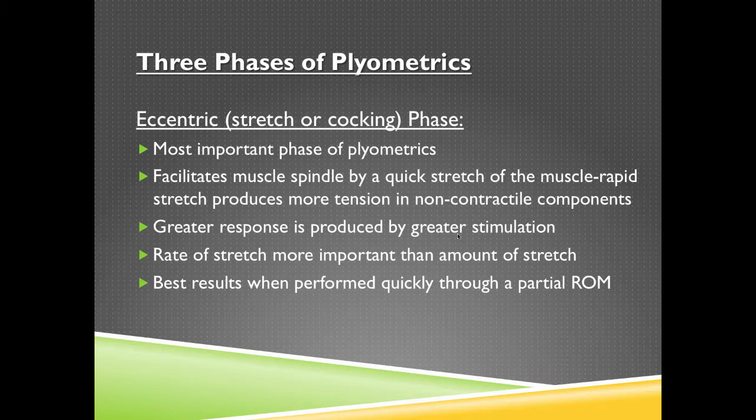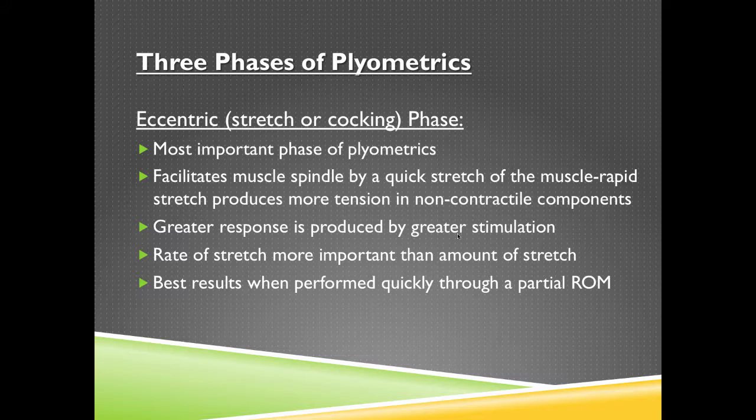We have three phases of plyometrics. Our first phase is the eccentric phase. It's also commonly known as the stretching or cocking phase. It's the most important phase of plyometrics. During this phase, the muscle spindle is facilitated by a quick stretch. The rapid stretch produces more tension in the non-contractile components. So the PEC and the SEC are more involved in this eccentric phase.